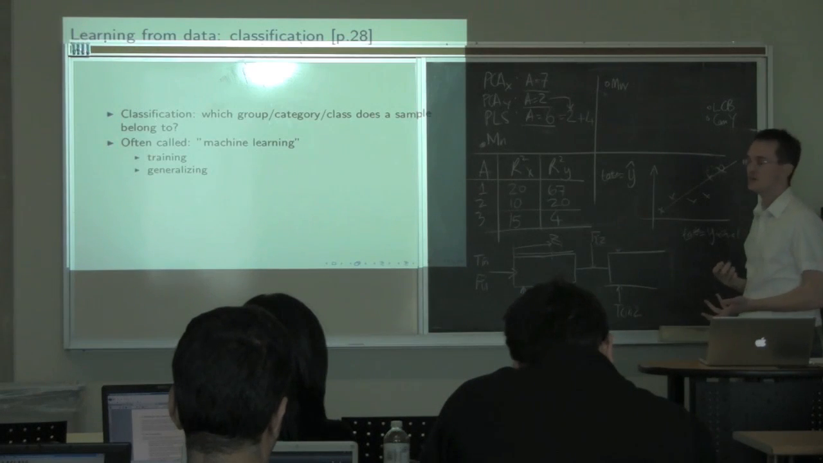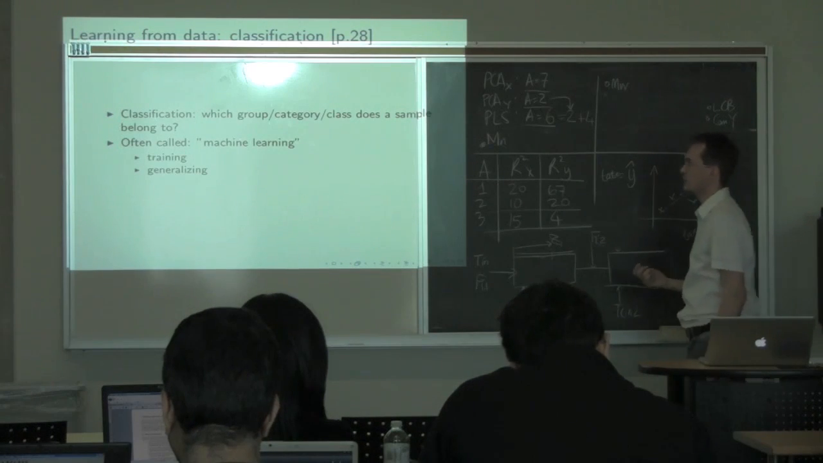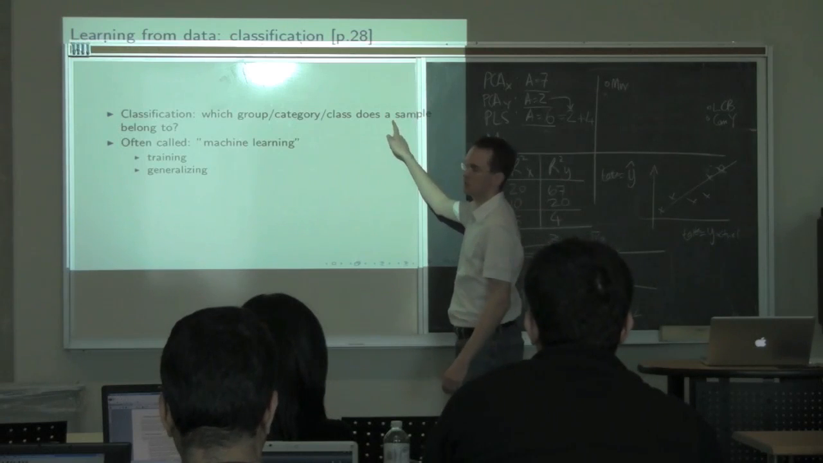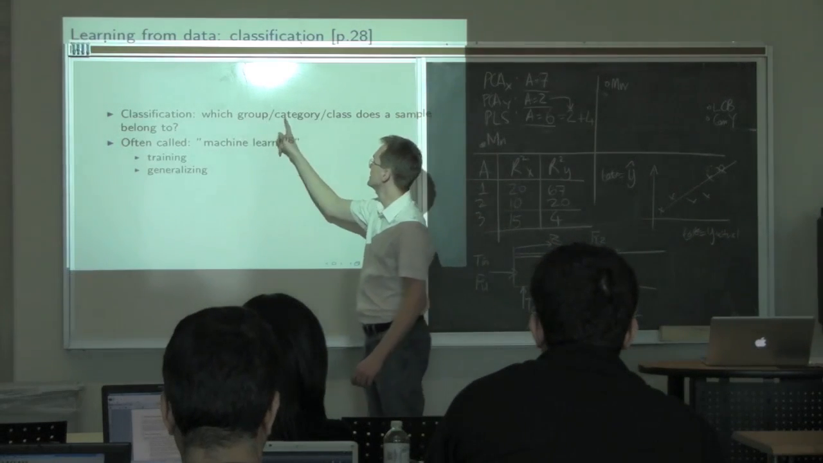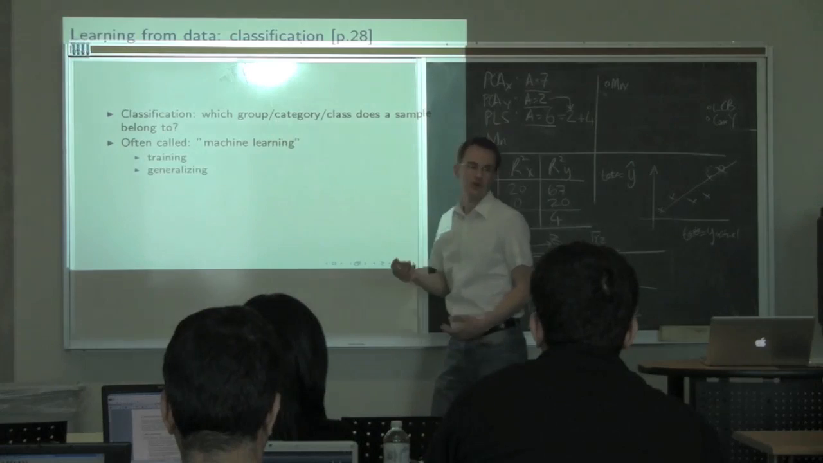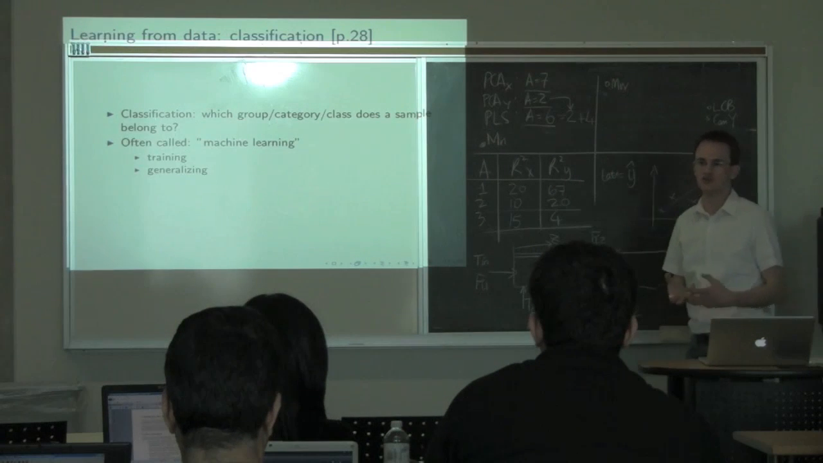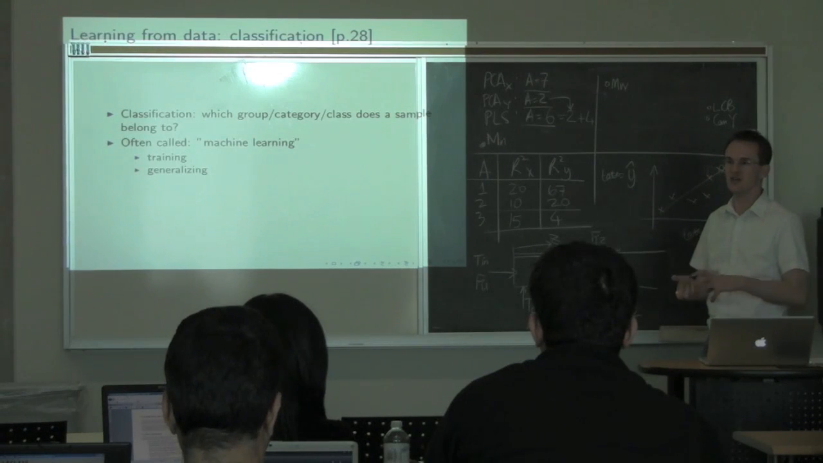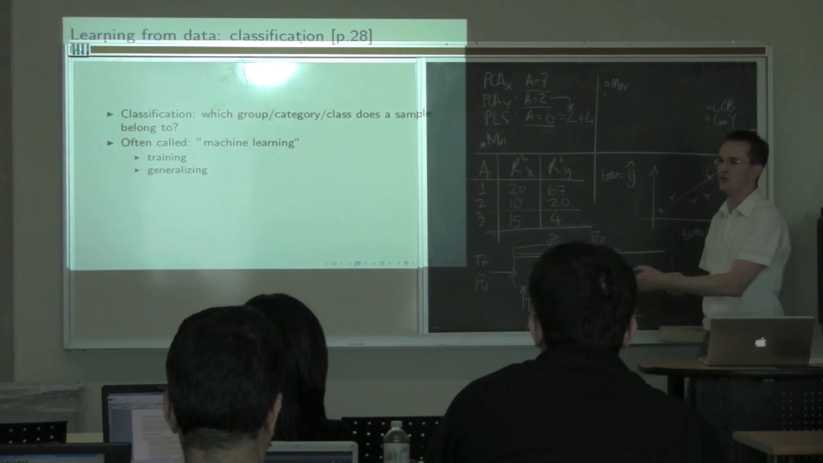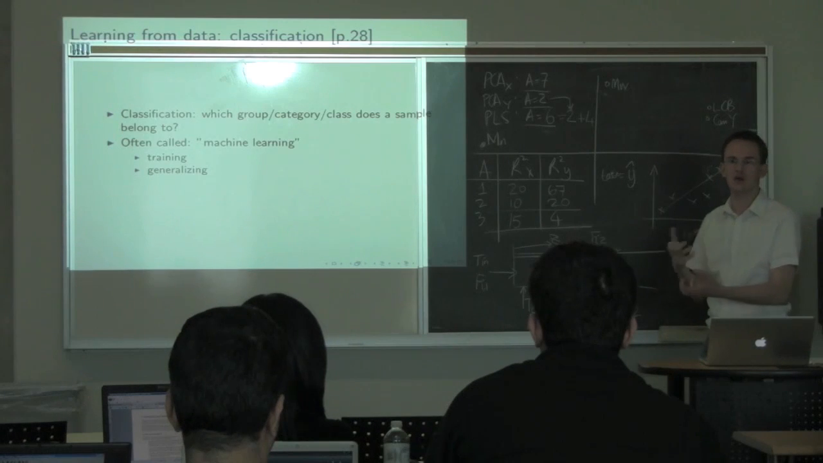What we're going to predict here is which group or category or class does a new sample belong to. So I'll use these terms interchangeably: group, category, or class. So you take a sample of data and you want to say, does this belong to group 1 or group 2? Or class A or class B, or category A or category B.